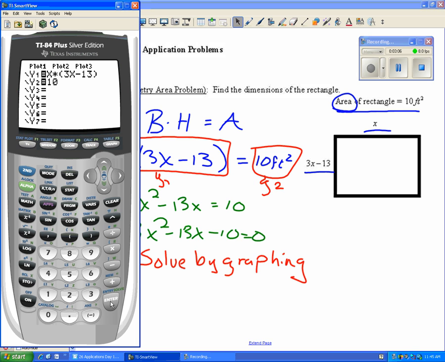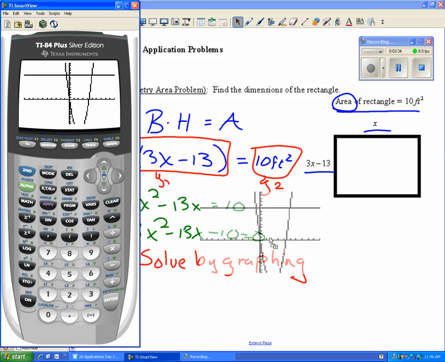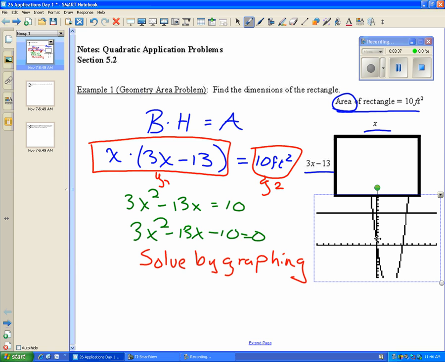Well, what's a good window for this? Well, the first one is going to give me a quadratic. I don't know exactly what it looks like. If I look at my second equation, y equals 10, I like my y to be at least bigger than that. So let's make my y max 15. And so I'm going to go ahead and I'm going to graph this. There's my quadratic equation. There's my line. To find the solution to this, I want to actually find my intersection points. I want to find this point and this point. That's what I need to find.